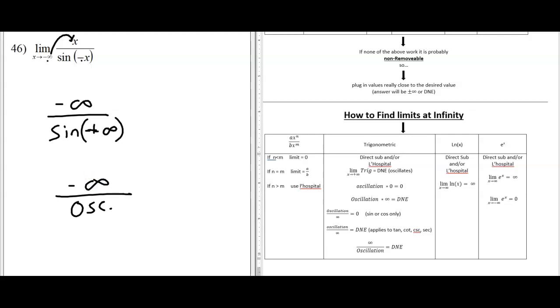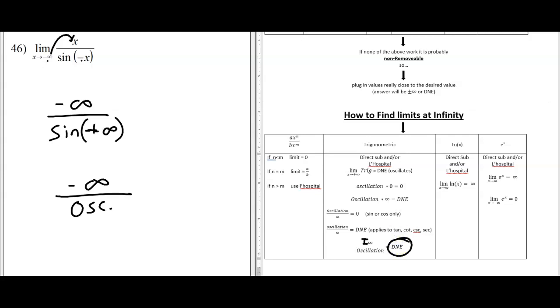Okay. Now this one I didn't put on here. I don't think I did. No, here it is. Here it is. When you have an infinity on the top, and it doesn't matter whether it's positive or negative, an infinity being divided by an oscillation, we're going to say it doesn't exist.